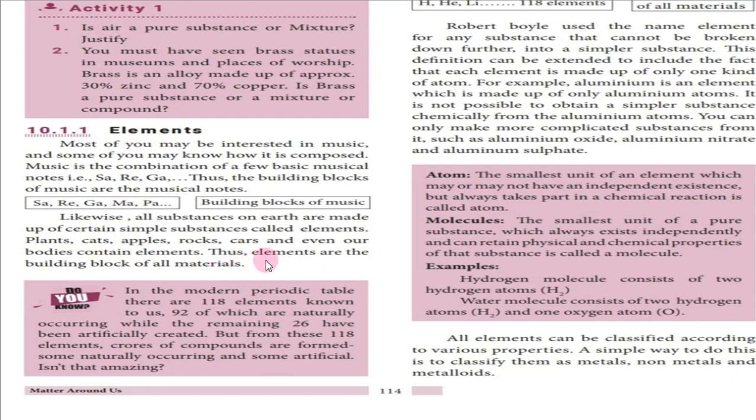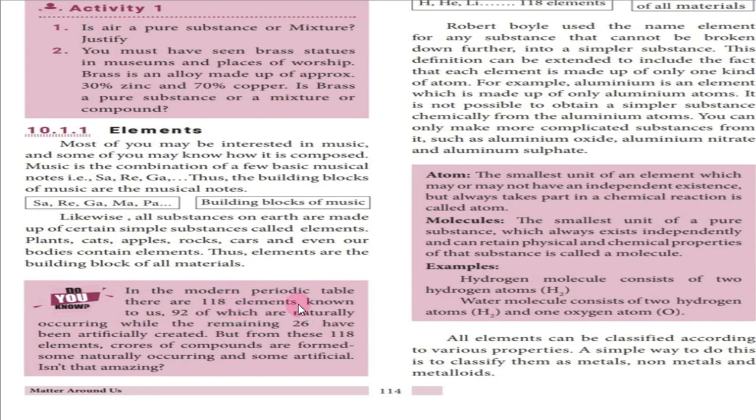This is a 1 mark question: what are the building blocks of all materials? Elements. Which one is the building block of all materials? Elements. And you have heard the word periodic table. These elements are arranged in the modern periodic table. In the modern periodic table there are 118 elements.